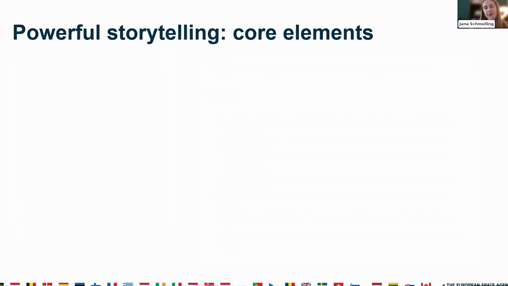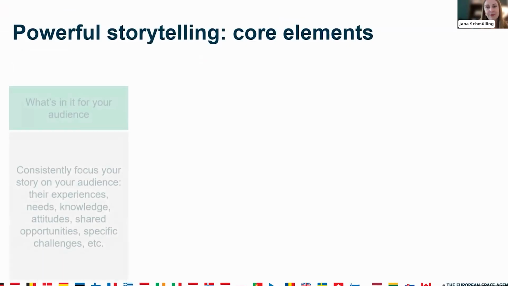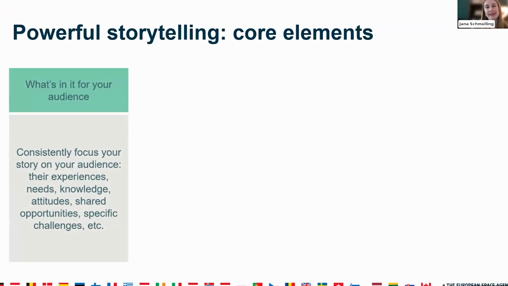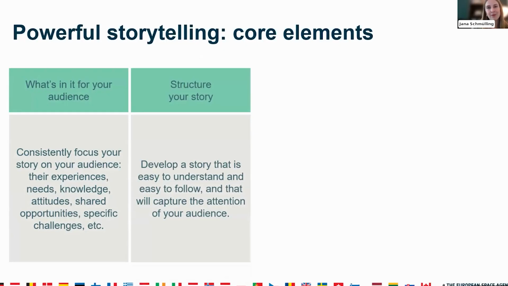To conclude, I would like to briefly summarize the 4 core elements for compelling storytelling. First, show your audience what is in it for them. Consistently focus your story on your target group, their experiences, their needs, knowledge, specific challenges, etc. Second, take the time to structure your story. Develop a narrative that is easy to understand, easy to follow, and will capture your audience's attention.